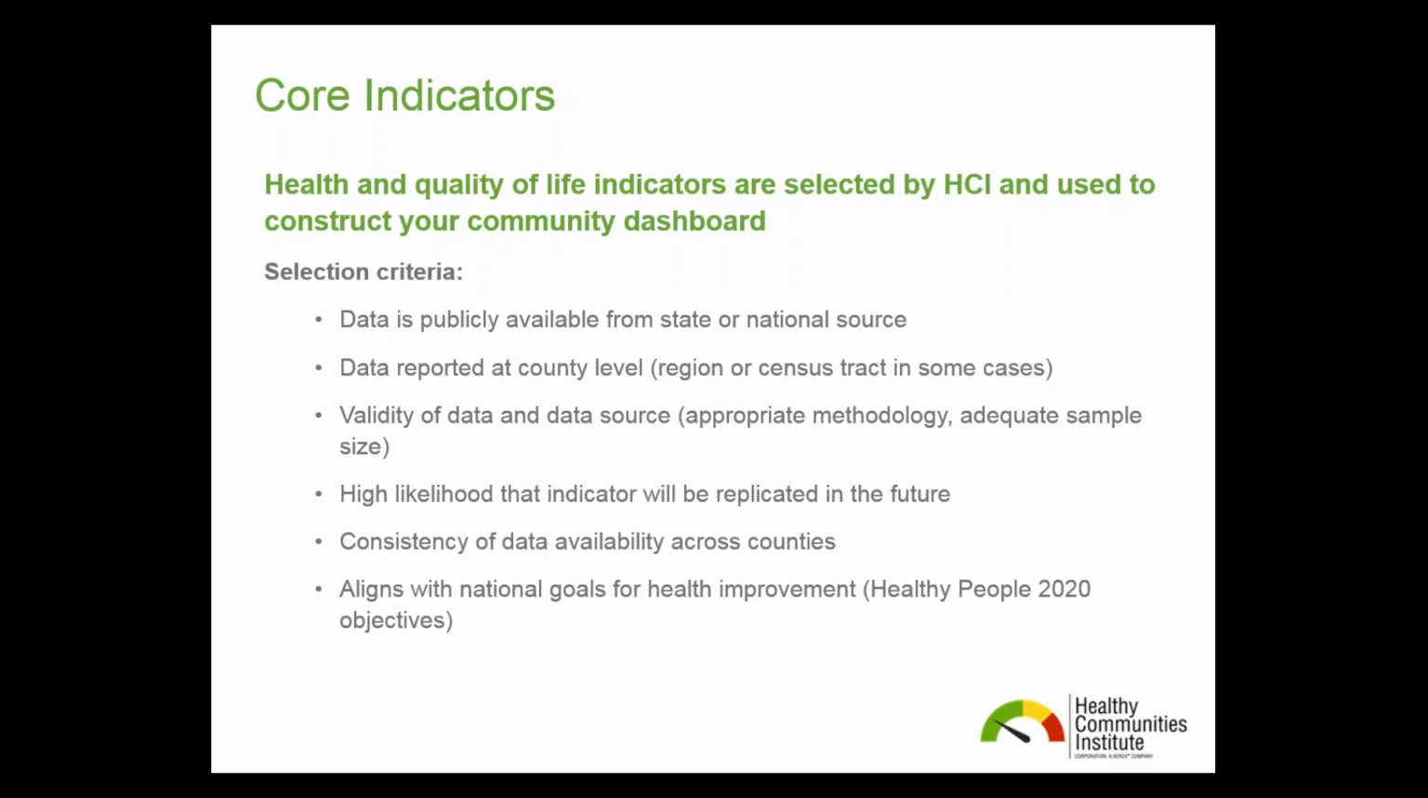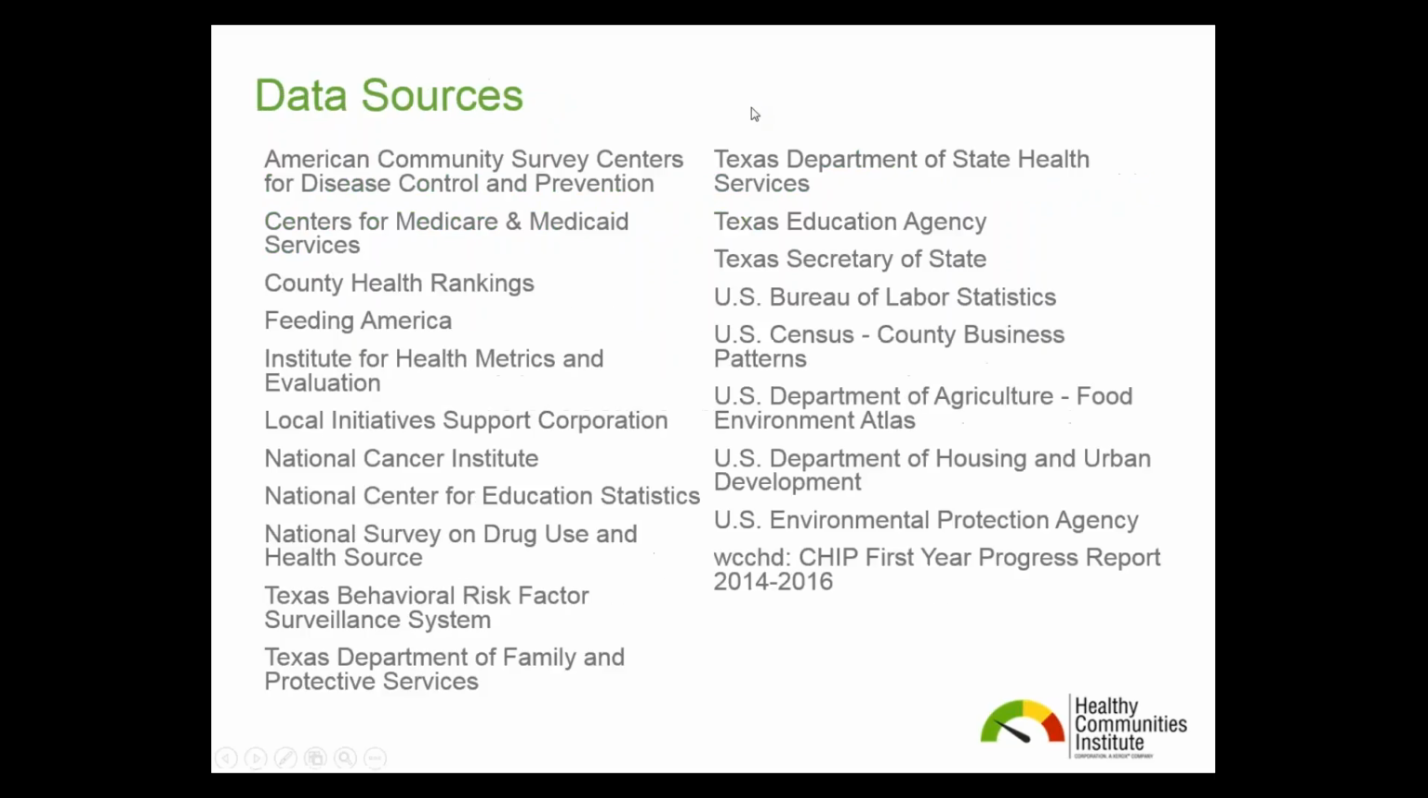The high likelihood that the indicator will be replicated in the future. The consistency of data available across counties, and whether it aligns with national goals for health improvement, such as the Healthy People 2020 objective. The data on the Healthy Williamson site comes from 23 different sources.